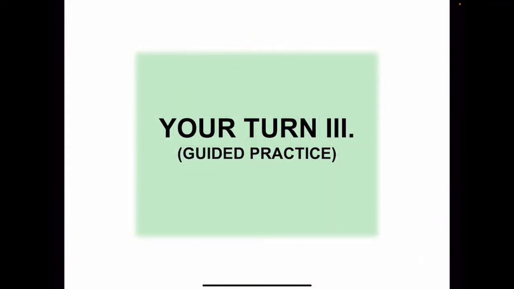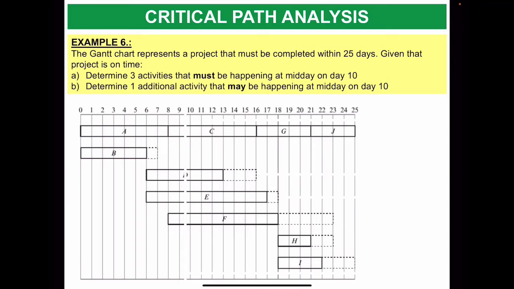So let's look at this part. I think it's pretty easy. When you look at it, we need to determine 3 activities that must be happening at midday on day 10. So it's here between 9 and 10, yeah? You can pause the video, try to answer these 2 questions, and then we will compare.